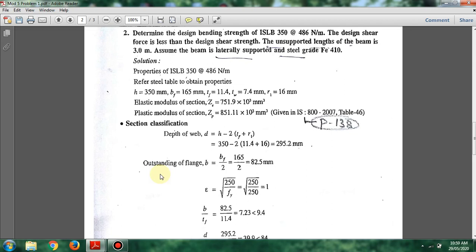Good morning everyone. In this video, we'll discuss a problem related to design of beams, module 5.